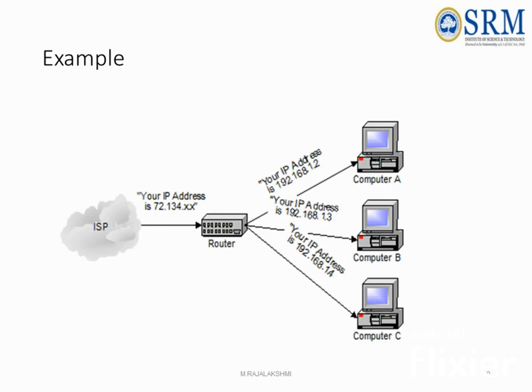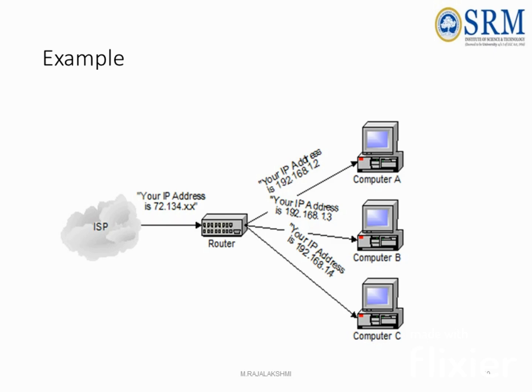In this example, there are 3 private systems: computer A, computer B, computer C. They communicate with the outside internet world, the ISP, internet service provider, through the router. The router can convert the private addresses of A, B, C to public addresses, something like 72.134.x.x, so it converts to some address like 10.1, 10.12. So n number of systems can be converted to public IP addresses. That conversion of private address to public IP address is called network address translation.